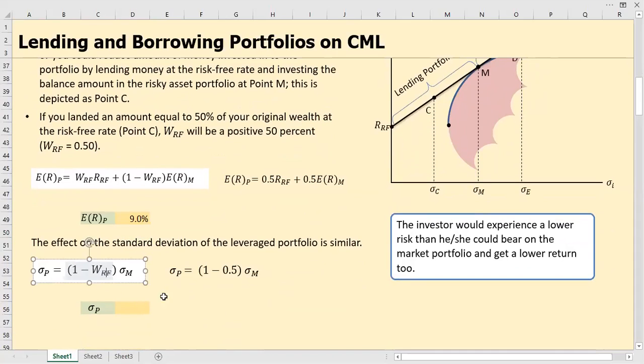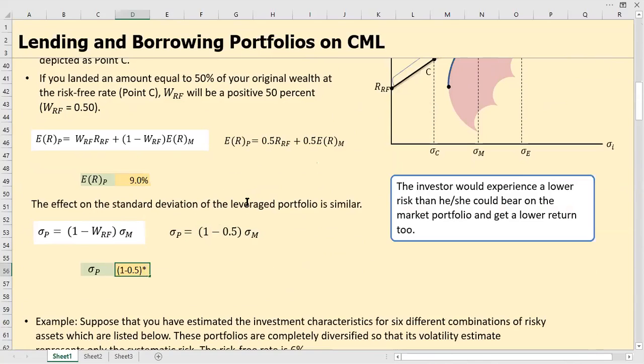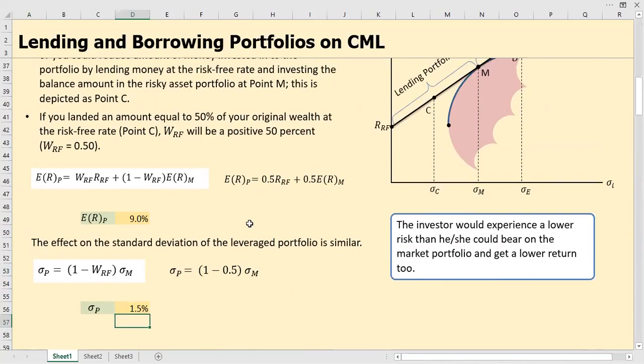I am going to use the same old formula. So here 1 minus, the weight of the risk-free asset is equal to 0.5. That means we have 1 minus 0.5 multiplied by the standard deviation. So let me calculate that value here. 1 minus 0.5 multiplied by the standard deviation, which was 3% here. So I am going to add 0.03, right? So this is the answer. So 1.5.